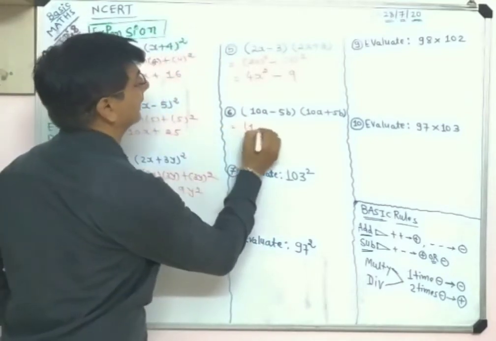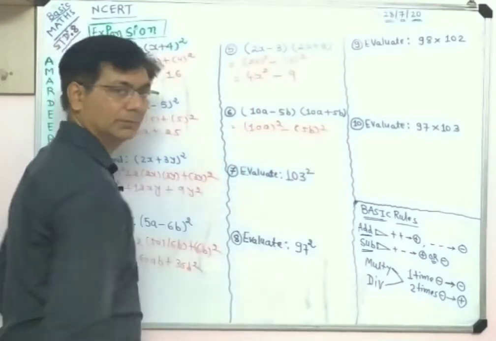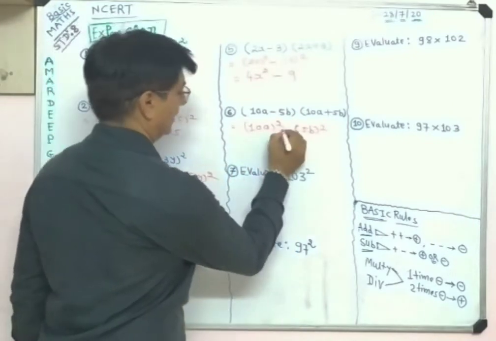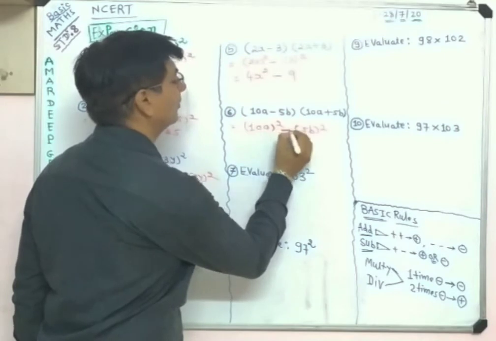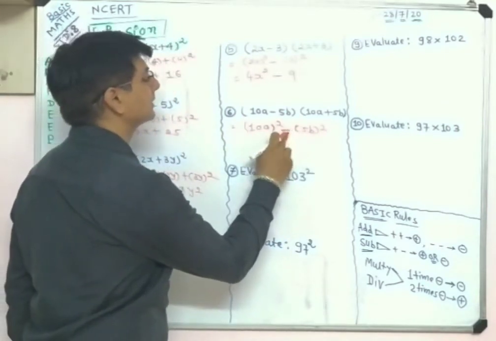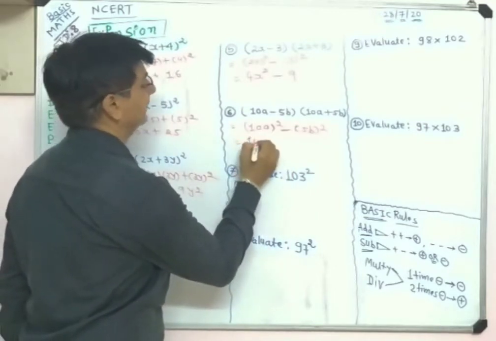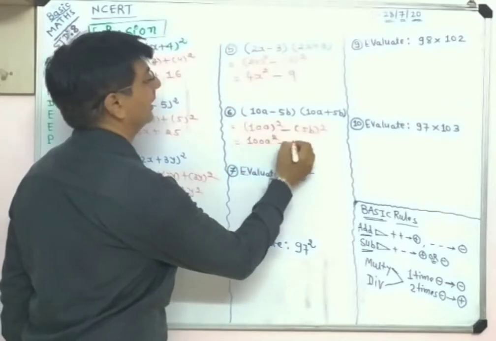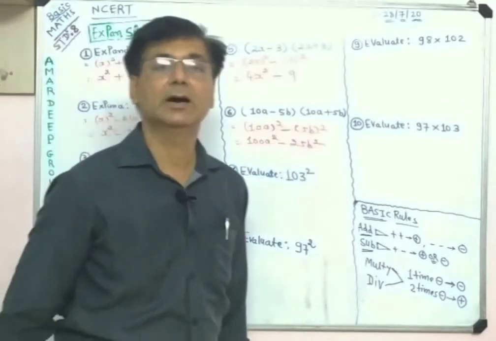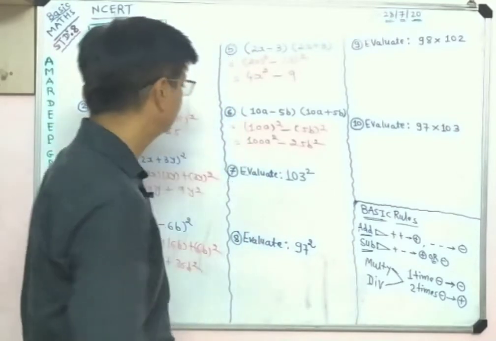Next example, 10a squared and 5 squared. Because a difference of terms always has a negative sign, we have to put this sign always minus. 10 squared is 100 and 5 squared is 25. So the answer will be 100a squared minus 25b squared.